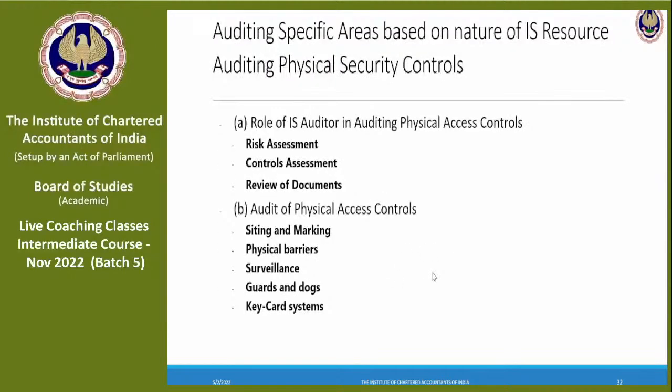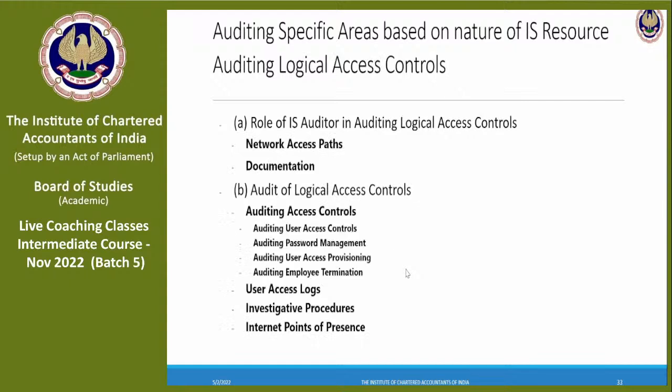Then role of IS auditor in auditing physical access controls. So he or she has to do risk assessment, control assessment, review of documents. Then audit of physical access controls includes siting and marking, physical barriers, surveillance, guard dogs, key card system, whether they are there or not. And within audit of logical access controls, the role includes identification of network access path.